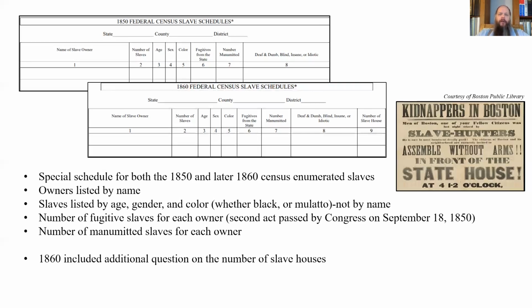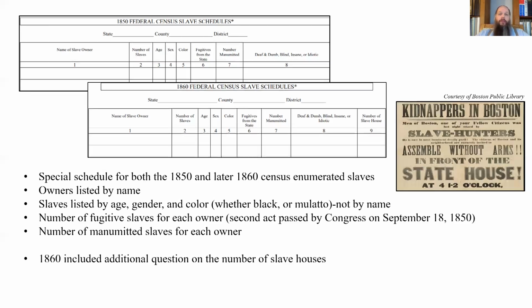It also asked the number of manumitted slaves for each owner if they had freed any of their slaves over each of the decades. The 1860 slave schedule included one additional question. It asked about the number of houses for the slaves, the number of slave houses.